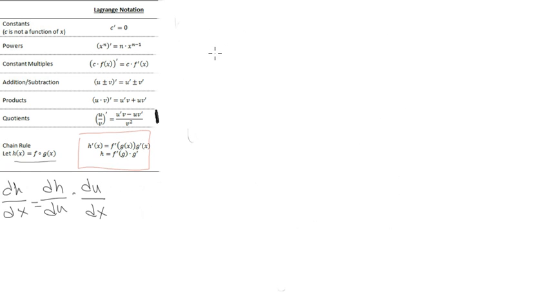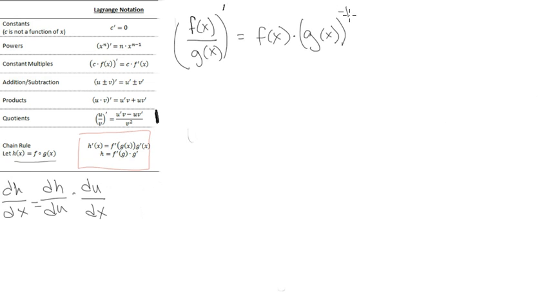So the last thing I want you to think about for today has to do with where the quotient rule comes from. So if I'm trying to take the derivative of a quotient, I can use the quotient rule. But another approach is to think of it as f of x times g of x to the negative 1.